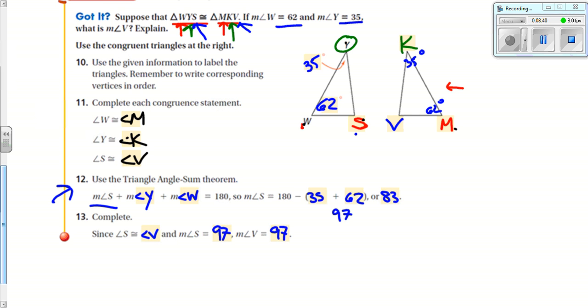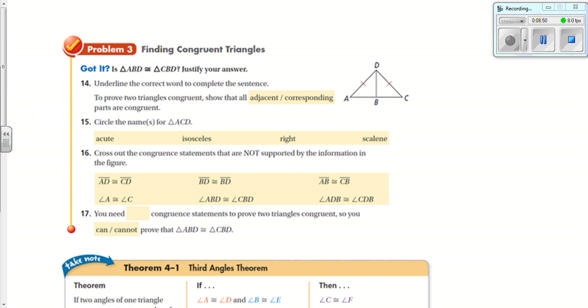All right, let's go ahead and flip the page. What should you be comfortable with by now? Identifying congruent parts, labeling, and knowing that they are indeed congruent. Now let's start talking about congruent triangles, the whole triangle together, understanding how to find and prove that they are.